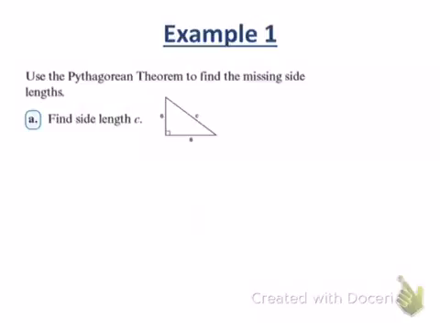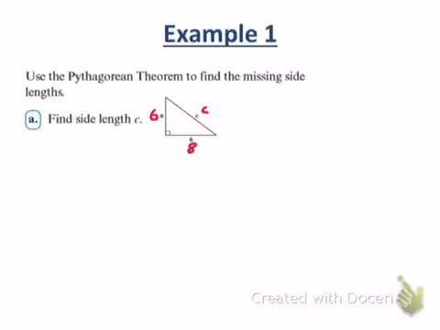I know that's difficult for you to see. That's a 6 and an 8. So this will be 6, and this is 8, and that's C.